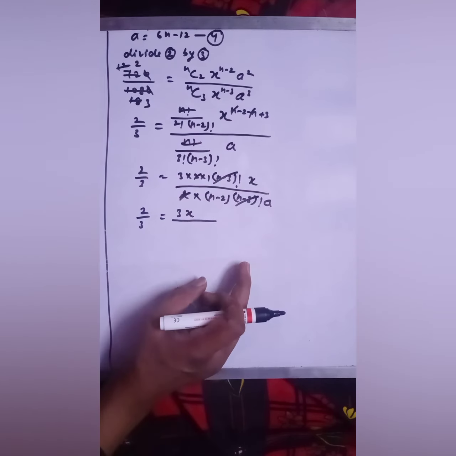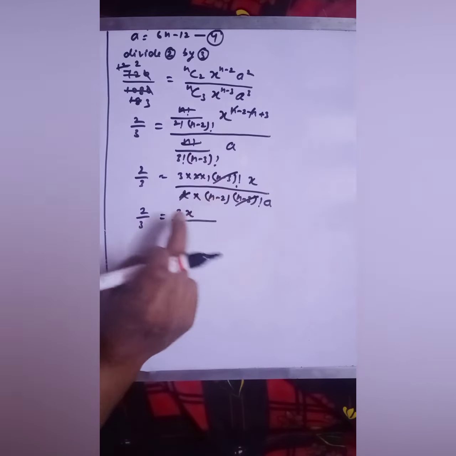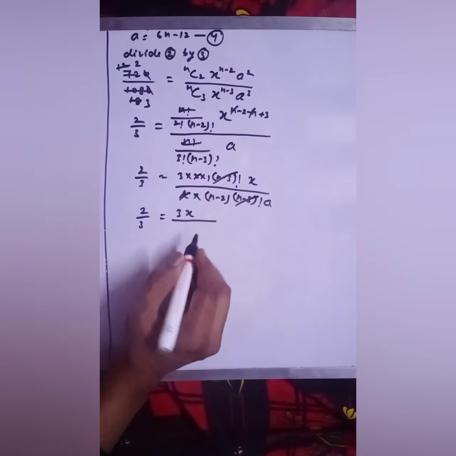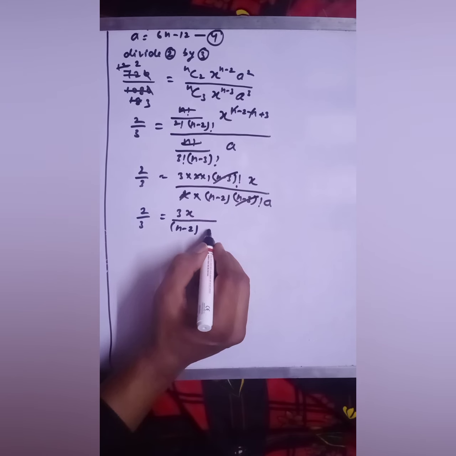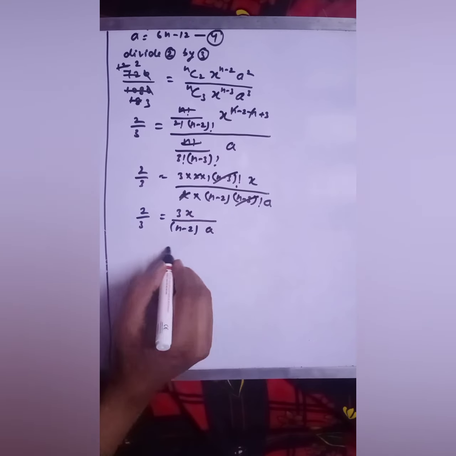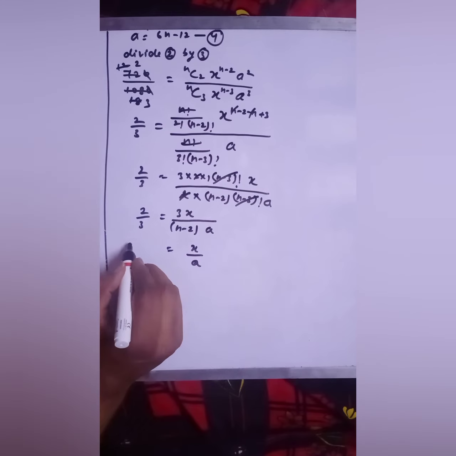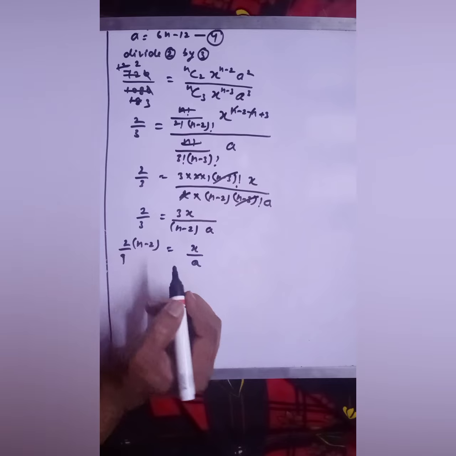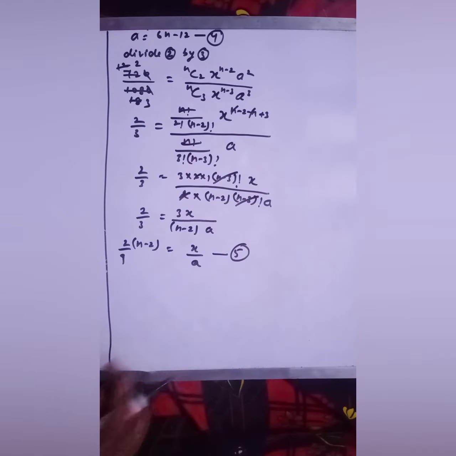Just wait. In equation number 1 there is a mistake, so I will correct it. First of all we are solving this. Here you will get 3x over n minus 2 and a. Okay, so n minus x by a is equal to 2 by 9 n minus 2. Got it? So this is your equation number 5.